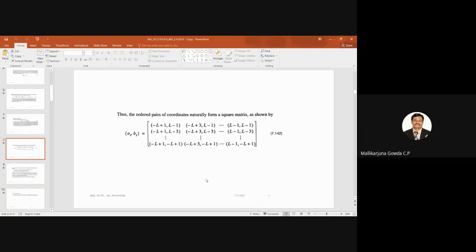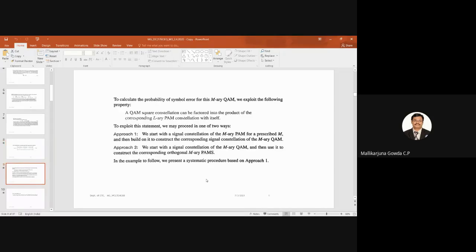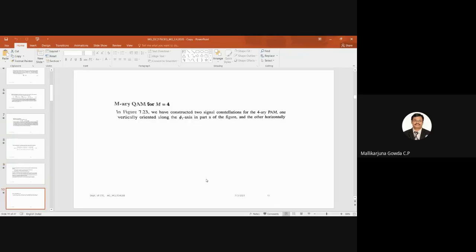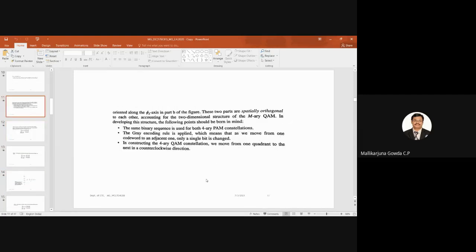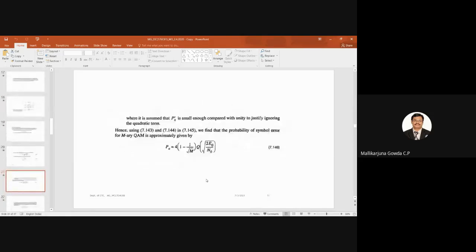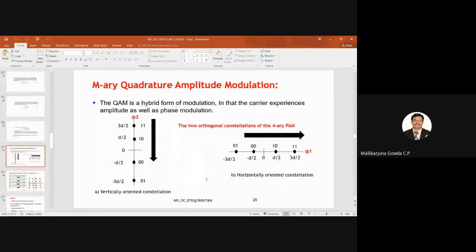So L, I said, is the square root of M, where M is the number of symbols, and I said the number of bits per symbol for a square constellation is an even number. I will come back to this slide slightly, maybe. All the things which I have done in a different way, so let me take up this here.